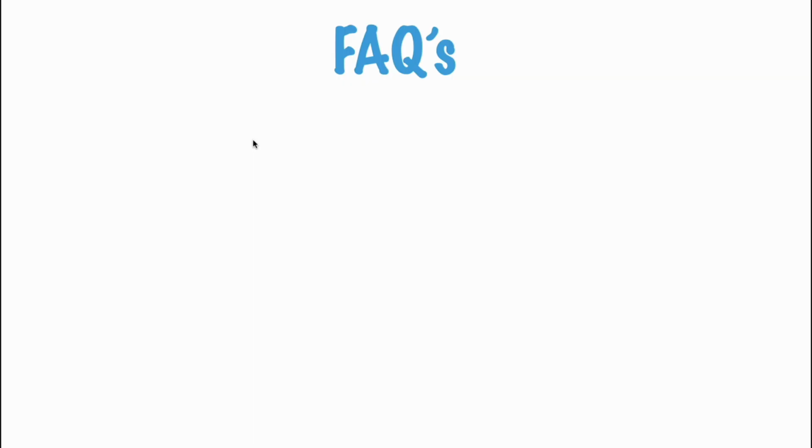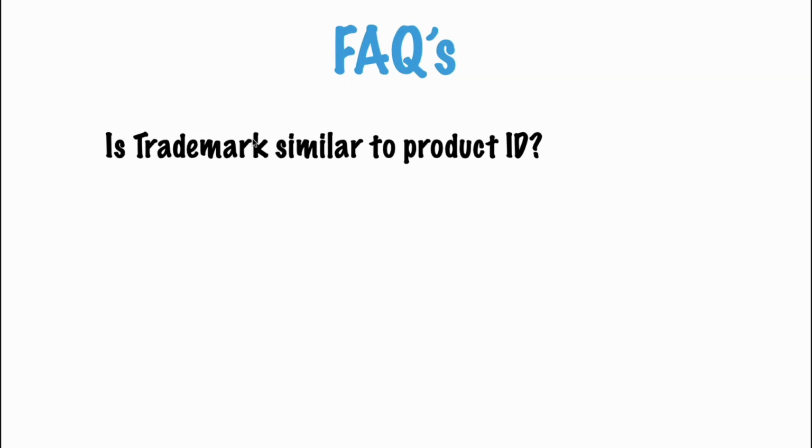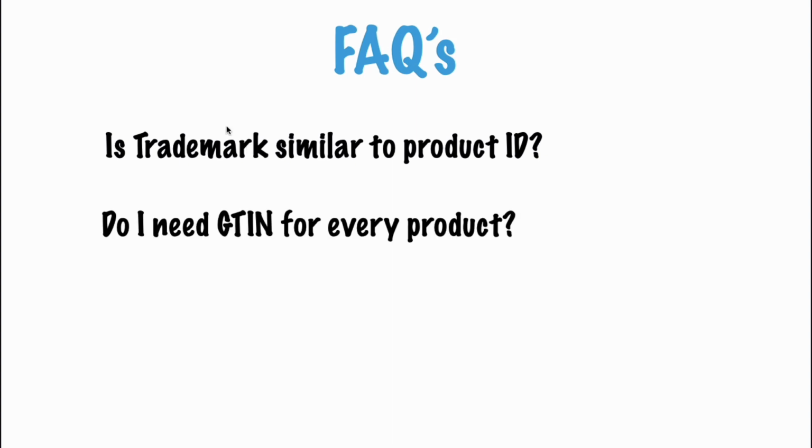Now I will talk about some important frequently asked questions. Is trademark similar to product ID? The answer is no. Product ID is used to list your products on Amazon or on the Flipkart platform. So product IDs are UPC code, GTIN exemption, ISBN, EAN number, whereas trademark is the process of brand registry.